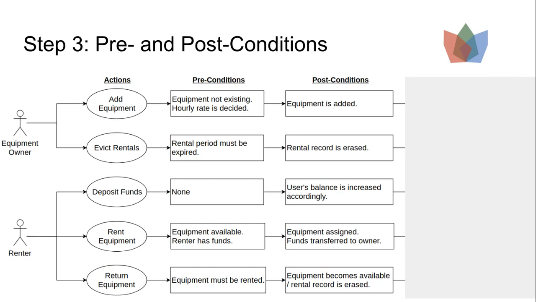For evicting of rentals, the preconditions that must be true is that the rental period must be expired. And the post condition is that rental record is erased. For depositing of funds, no preconditions. And then the post condition for depositing funds is that the user's balance has increased accordingly. And all this will make a lot more sense when we get into the smart contract. And then I have similar pre and post conditions for renting of equipment and returning that equipment.